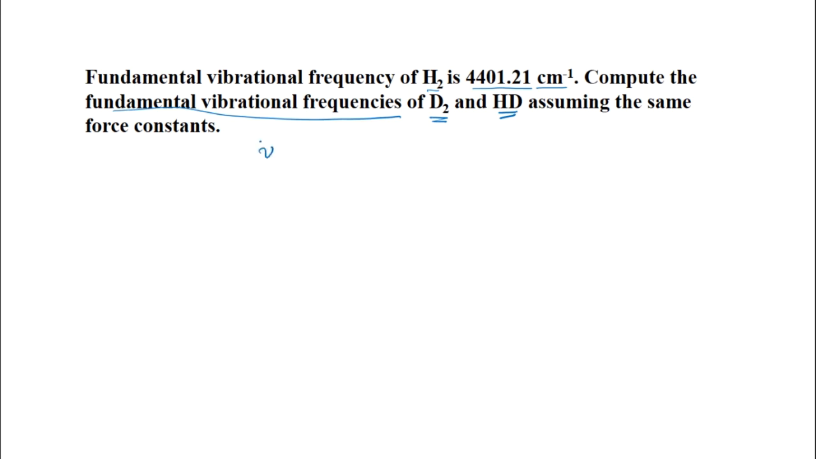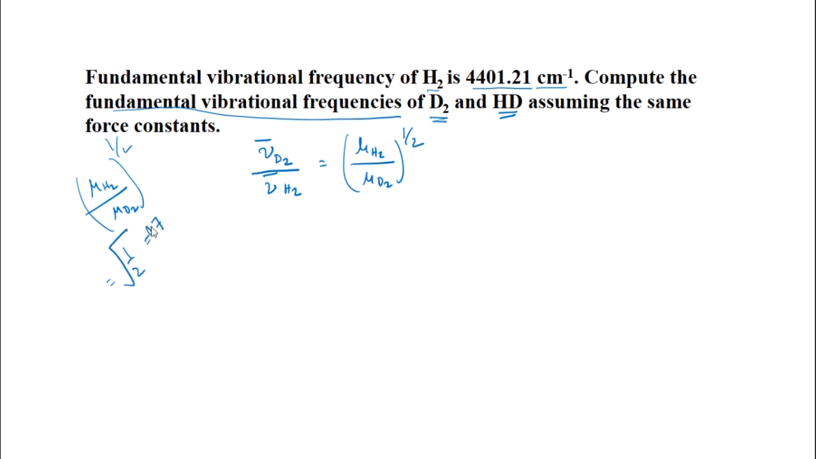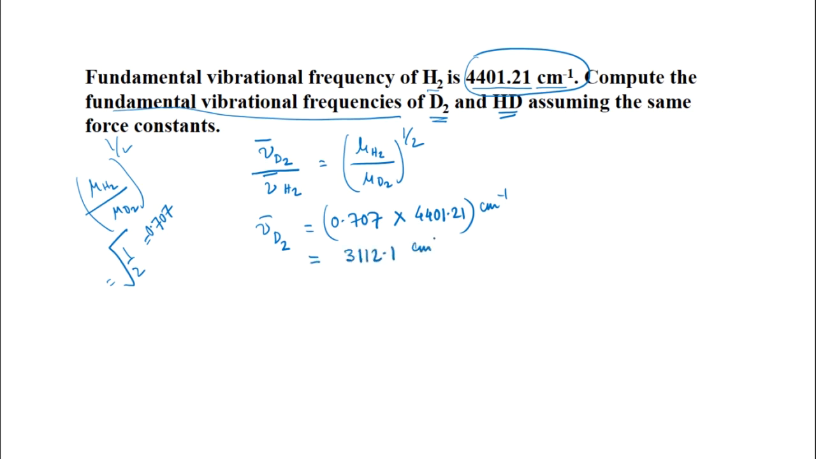So, we can write nu bar D2 divided by nu bar H2 equals mu H2 divided by mu D2 to the power half. So, mu H2 by mu D2 to the power half equals half root over half, that is 0.707. So, we can write nu bar D2 equals 0.707 times the nu bar H2, which is given as 4401.21 wave numbers. So, this will be 3112.1 wave numbers. So, we have found the fundamental vibrational frequency of D2.